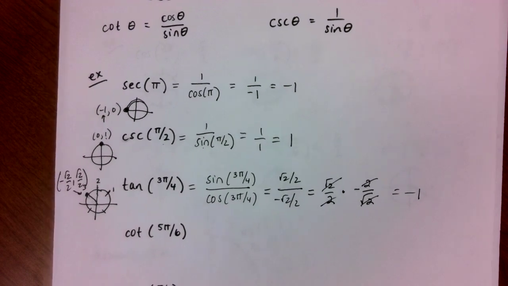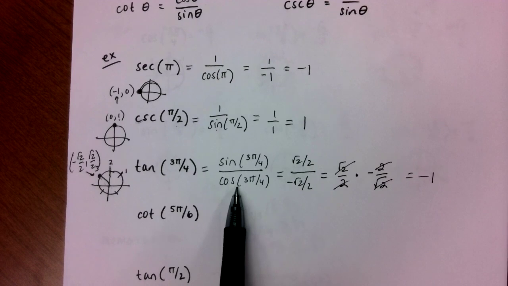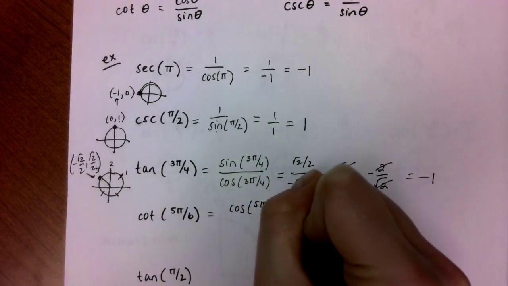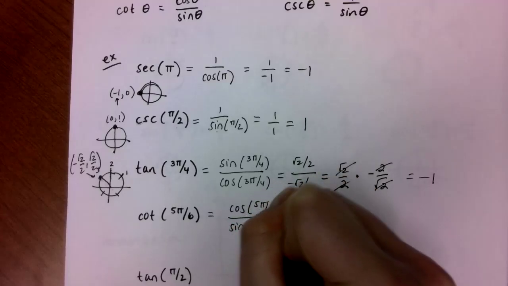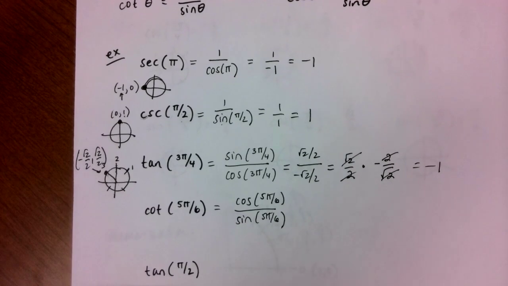Okay, the next one will be the messiest of the examples in this video. We have the cotangent of 5 pi over 6. Cotangent is the opposite of what we just did, so this will be cosine over sine. Okay. So we locate 5 pi over 6 first.